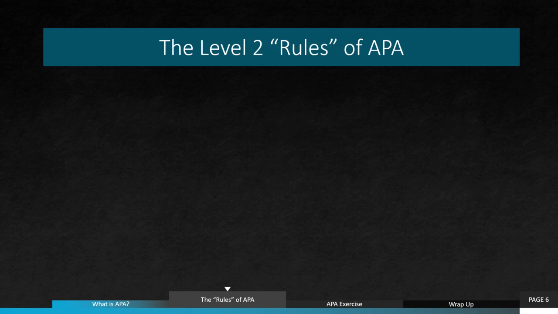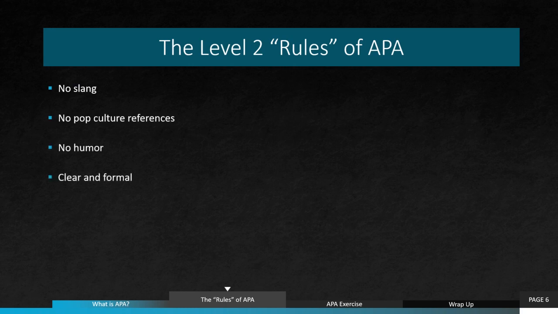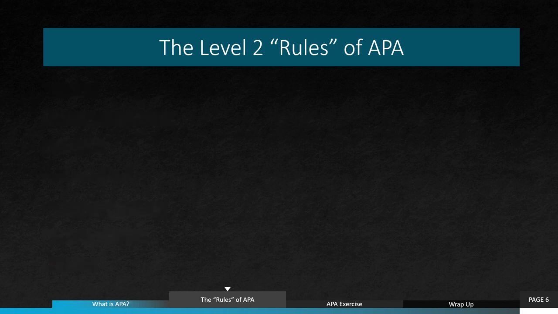Now let's look at the Level 2 rules of APA, which specify the style of writing, which includes how things are phrased and what language should be utilized or avoided. First, do not use slang unless you are quoting someone verbatim. No pop culture references. No humor. Your writing should be clear and formal. Your word and phrase choices should reduce bias. We will go over this more in a moment. Use technical terms instead of layman's terms. And lastly, be direct.